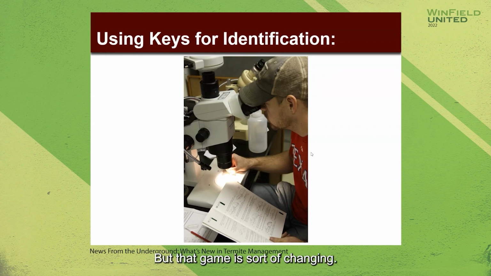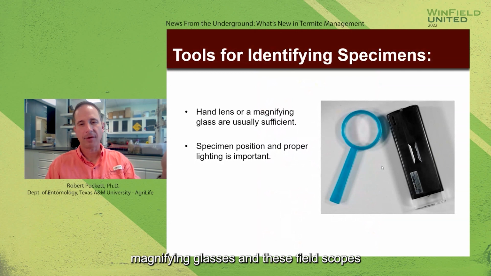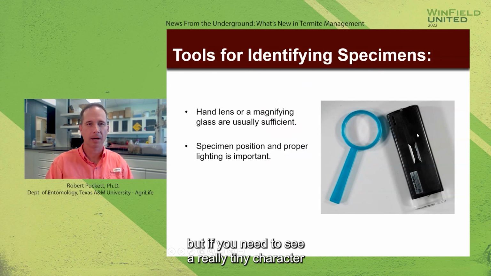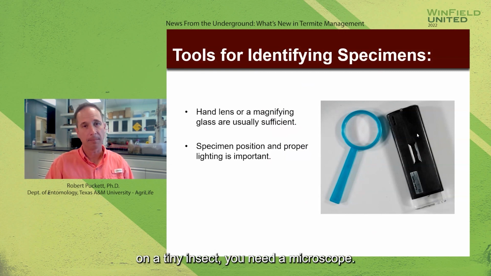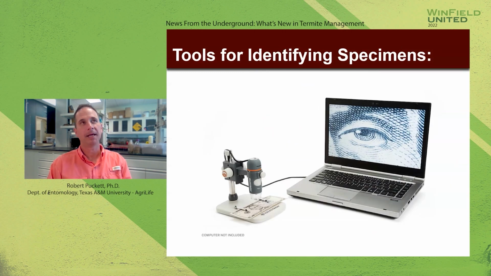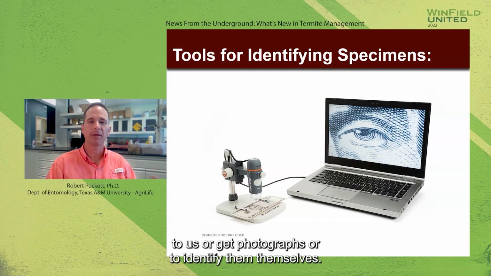But that game is sort of changing. Obviously, you can use handheld magnifying glasses and these field scopes and this sort of thing. They provide pretty good magnification. But if you need to see a really tiny character on a tiny insect, you need a microscope. And so this is a bit of an advancement in the way we think about telling folks to get specimens to us or get photographs or to identify them themselves.